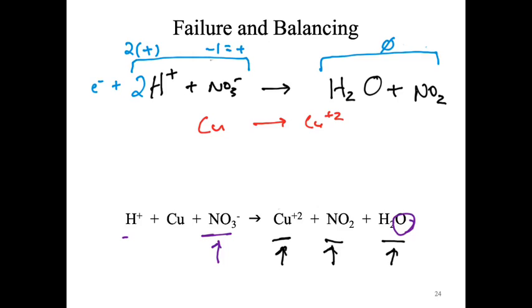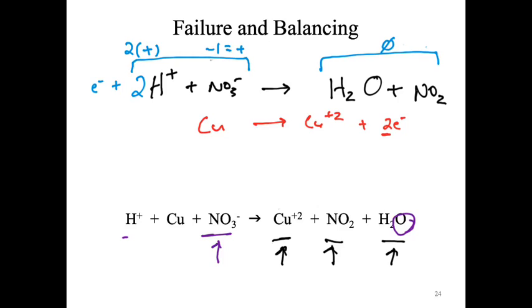Copper to copper +2. Are the elements balanced? Yes. 1 copper, 1 copper. Is the charge balanced? No. What do I need to do? I need 2 electrons added to that one so that the charge balances out. Okay. If I added these 2 equations together, would the electrons entirely cancel? No. One side I have 1 electron, the other has 2. What is the lowest common multiple between 1 and 2? 2. How do I make a 1 into a 2?